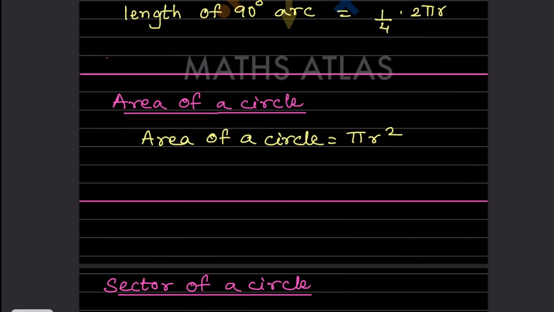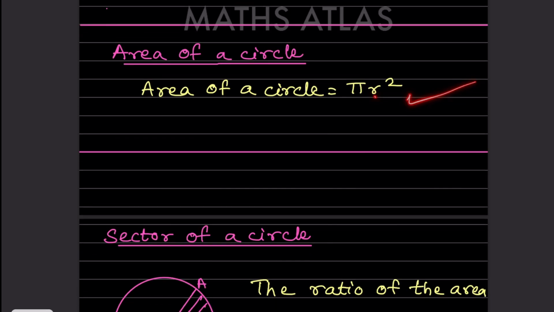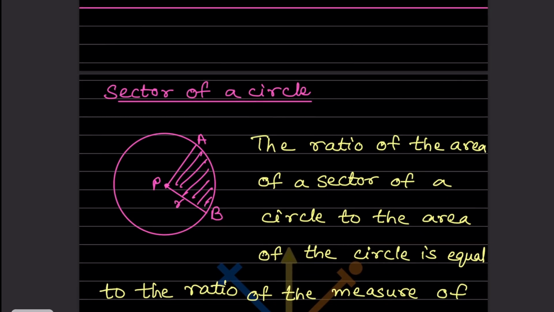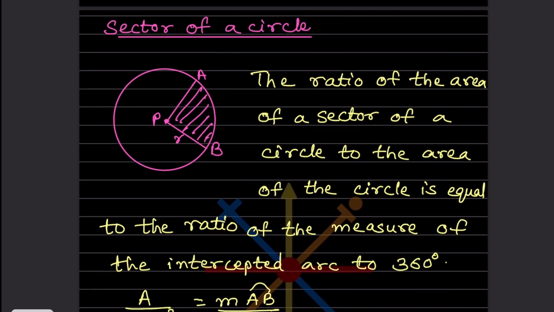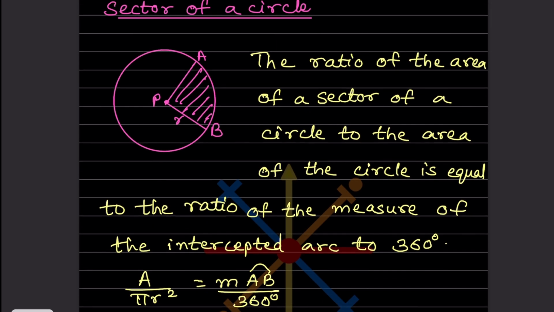The area of a circle is pi r square. Then the sector of a circle. Now see here, the ratio of the area of a sector of a circle to the area of the circle is equal to the ratio of the measure of the intercepted arc to 360 degrees.